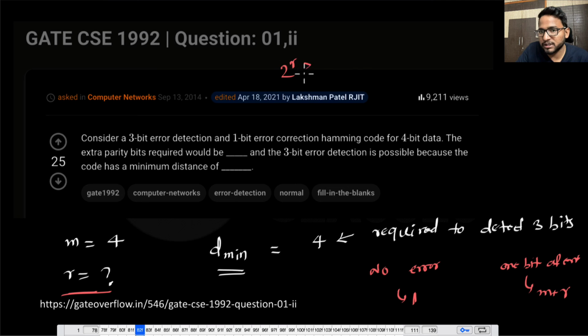So you will use the same formula. If you put the value of m, which is 4, you get 4 plus 1 plus r, 2 power r. So I think this r should be 2. No, it should be greater than 2. I think at least 3, right? Yeah, r is 3. So you can find this r, which is 3, and the minimum Hamming distance comes out to be 4, right? I hope you understood. To find the number of parity bits, you do not need to worry about the error detection. You only care about how many bits of error you want to correct.